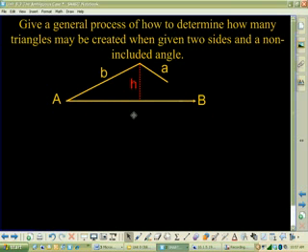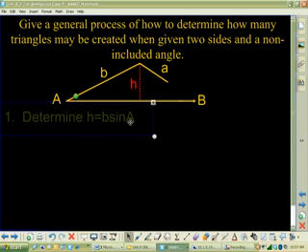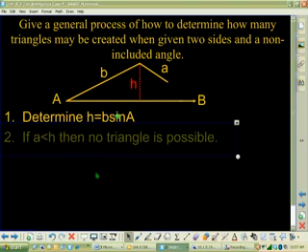Give a general process of how to determine how many triangles may be created when given 2 sides and a non-included angle, ASS, if you wish. 1, determine the height. How do you determine the height? B sine A: the side adjacent to the angle times the sine of the angle. The sine of this angle, A, is H over B, so H is B sine A. After you determine the height, if the side opposite the given angle is shorter than the height, then no triangle is possible, no solution.